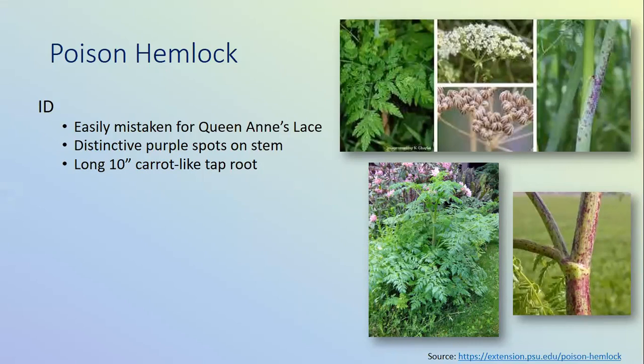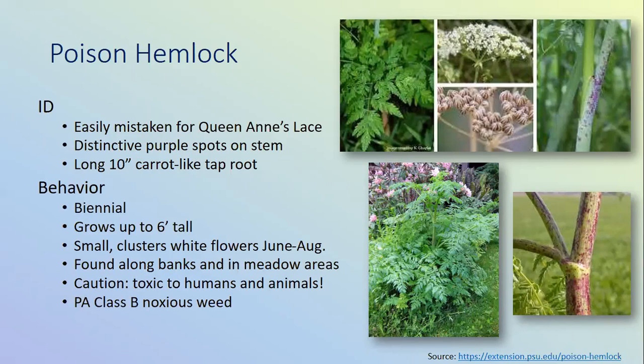And probably the easiest way to tell the difference is there are very distinctive purple spots on its stem, and they create a very long 10-inch carrot-like taproot. It is in the carrot family. You can even tell by the foliage, it looks like a carrot or a parsnip, if you will. So these are a biennial, which means the first year of growth will end with a really low growing foliage. And the second year is when you're going to start finding a stem, branch, and the flowers.